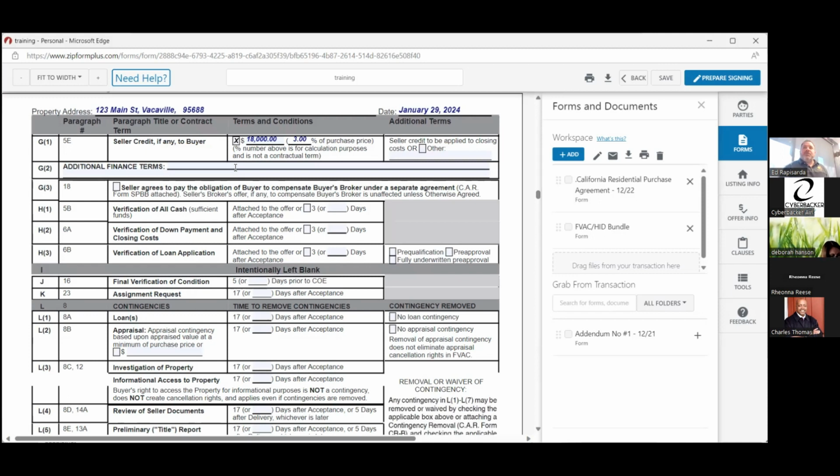Additional finance terms. Here's where you can input anything specific about that. For instance, if I am going to ask for 18,000, maybe I'm asking for the credit to buy down that rate.